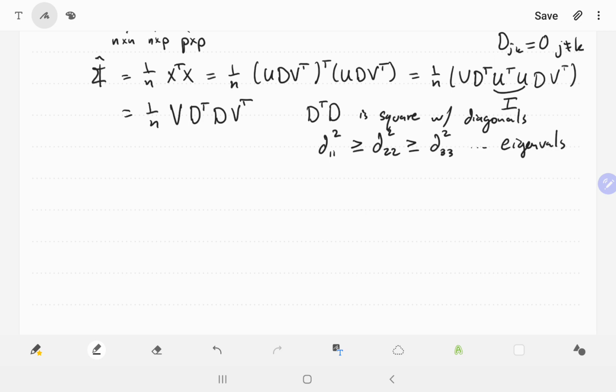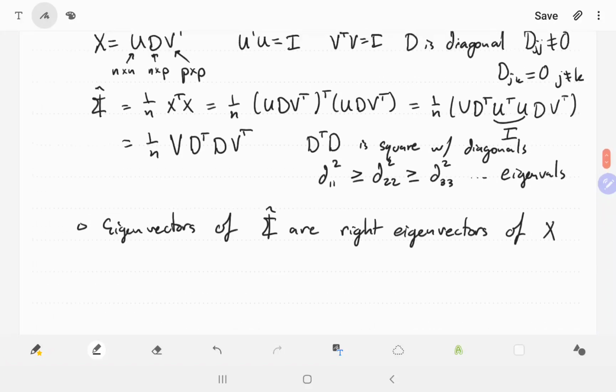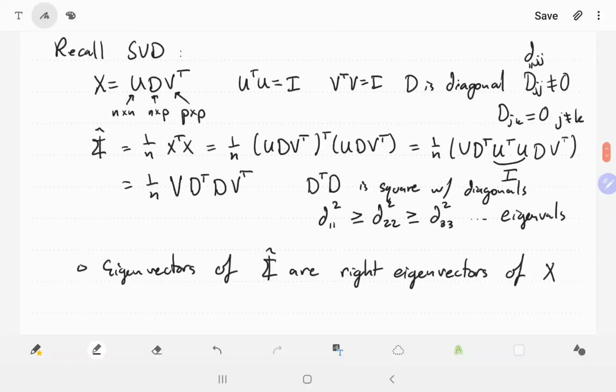So let's think about this. Conclusions: the eigenvectors of sigma hat are the right singular vectors of X. Because if we look at our SVD, the right singular vectors are the V's, and that's what remains as the eigenvectors of sigma hat. And the eigenvalues are the squared singular values of X.